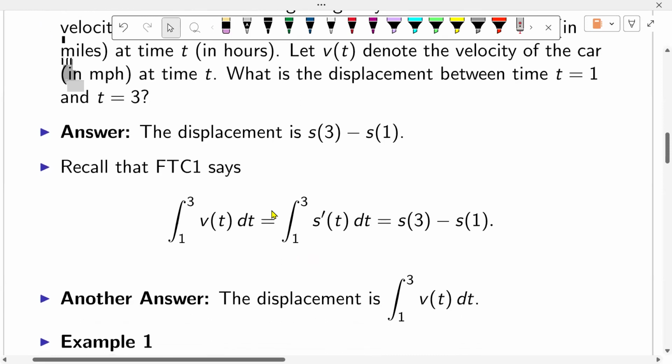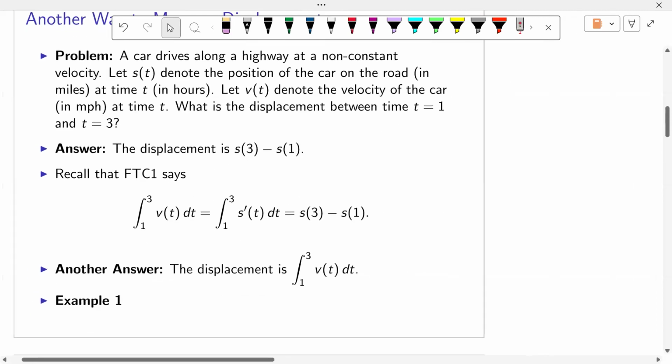And so I kind of have two ways of computing displacement now. One is to explicitly determine what my S of t is, and the other is to just do an integral. And it turns out that they're morally the same process. Figuring out S of t and figuring out this integral involve pretty much the exact same type of thought process. But I'll show you it using this integral approach. So let's do an example that illustrates this.